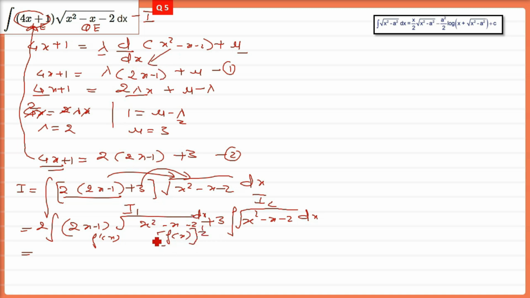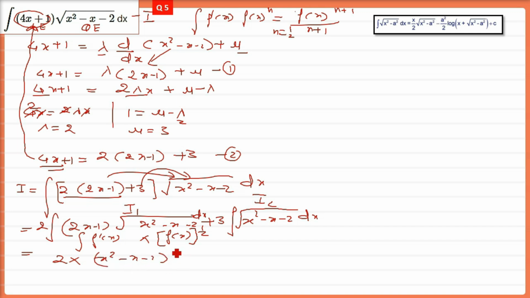So if you take the power of f of x, which is half in this case, the direct result of integration of f dash x times f of x raised to a certain power n is f of x to the power n plus 1 divided by n plus 1. And n is half here. f of x is x square minus x minus 2 in our case. I am only talking about I1, right? So 2 was already there.